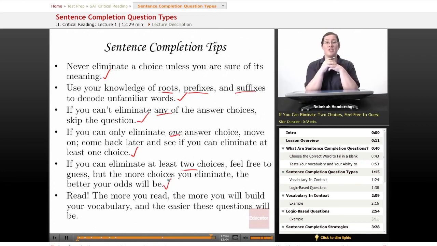Finally, and most importantly for sentence completion questions, read. Read, read, read. Your teachers tell you, your parents tell you, everyone you know tells you to read. They are all right. Read. The more you read, the more you will build your vocabulary, and the easier these questions will be. You'll have a better sense of context and a better sense of what the words mean. So when in doubt, read a book.